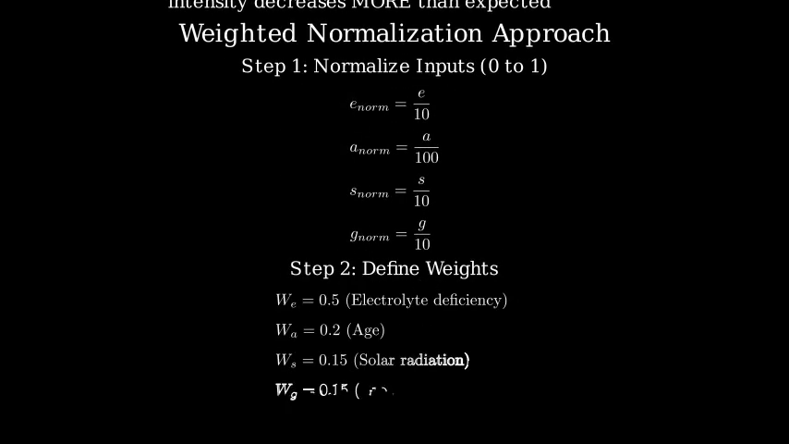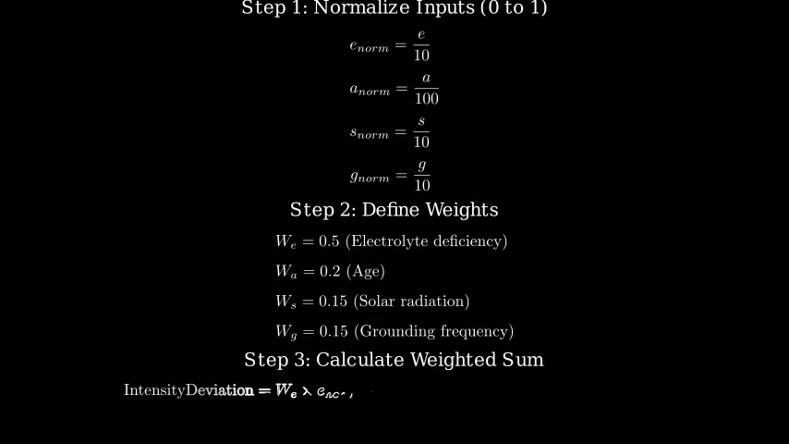Next, we define weights for each factor, representing their relative importance. Let's say W sub E equals 0.5, meaning electrolyte deficiency is most important. W sub A equals 0.2 for age. W sub S equals 0.15 for solar radiation. W sub G equals 0.15 for grounding frequency.